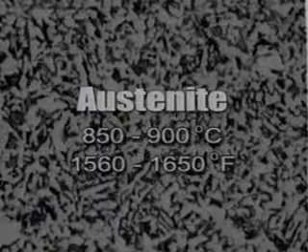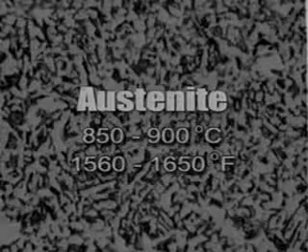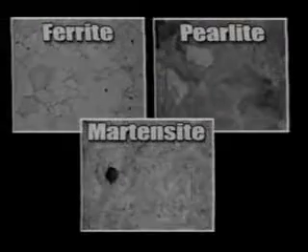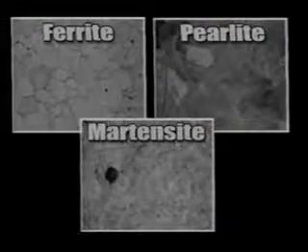To form austenite, steel must first be heated to approximately 850 to 900 degrees Celsius, 1,560 to 1,650 degrees Fahrenheit. This is the transformation temperature needed to produce the desired structure upon cooling. How much of these different microstructures form upon cooling depends on both time and temperature during the quenching sequence. Each of the different microstructures exhibits different physical and mechanical properties.